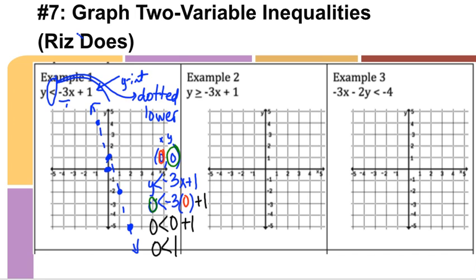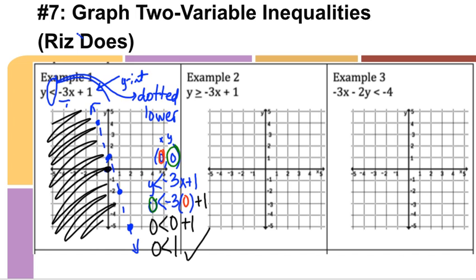Now I ask myself whether or not that is a true statement. Is 0 less than 1? If it is, then that is the side. This point is going to be included in my solution set. So all of this right here is going to be shaded. So those are two different methods of how you can figure out where you want to shade.